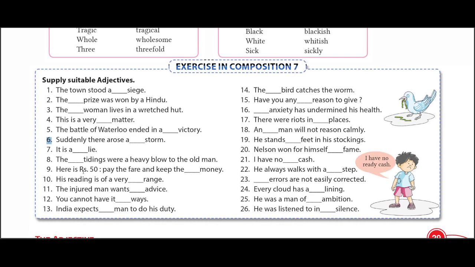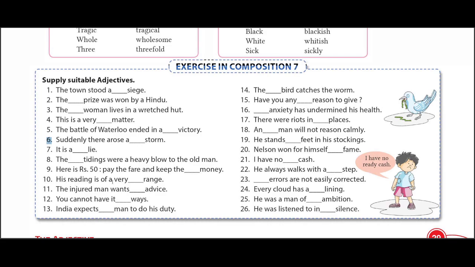Tidings, sorrowful tidings, ominous tidings, melancholy tidings, grievous, disastrous tidings, unwelcome tidings, distressing, shocking, heartbreaking tidings were a heavy blow to the old man. Here is rupees 50. Pay the fare and keep the dash money, remaining money, the leftover money.